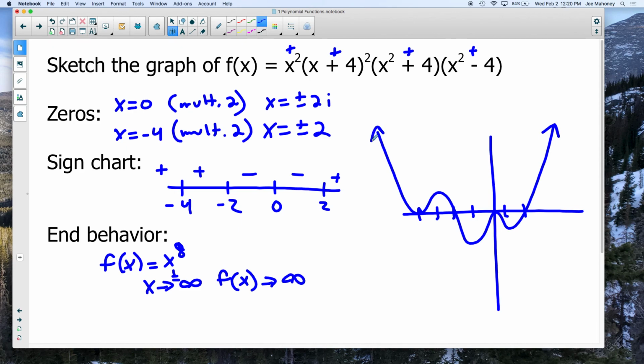Man, nice things there, friends. And those roots of plus or minus 2i, where are they? Oh, they're imaginary.